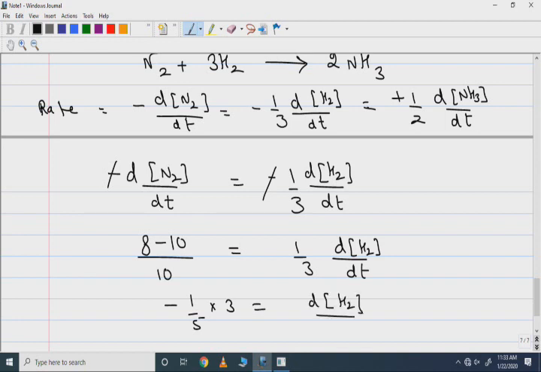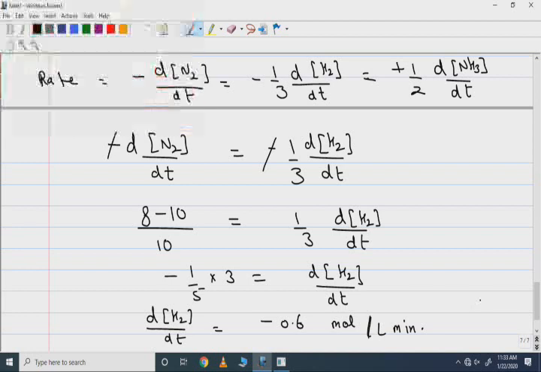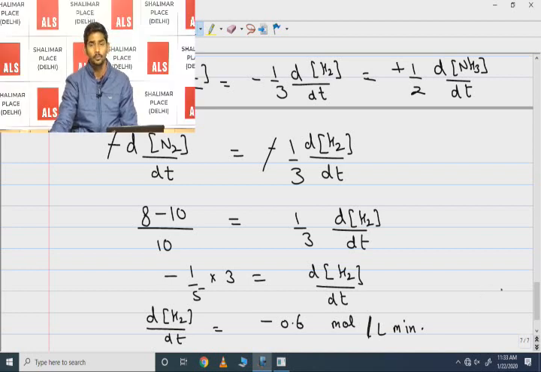So this is minus 2 by 10, which is minus 1 by 5 into 3 is equals to dH2 by dt. Now you can see one thing, that we know that hydrogen is reactant there, so by default we are getting a negative sign. Okay. So I'll have dH2 by dt is equals to minus of 0.6 mole per liter minute. So this is the rate for the H2. Similarly, now I can calculate the rate of ammonia as well. So now I have a choice. Either I can use the value of dH2 by dt, or I can use the dN2 by dt.